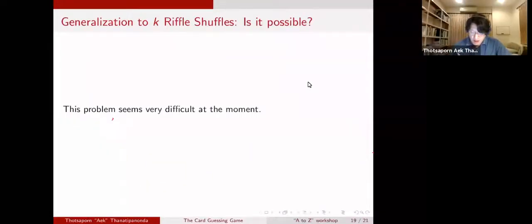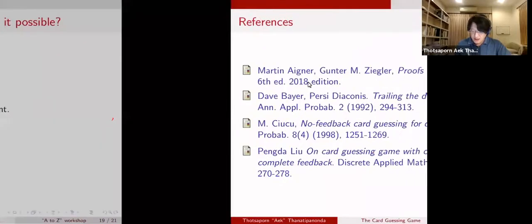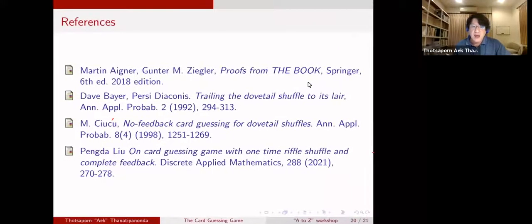And then like Dr. C said, for k equal to 1 it's solved, but for k more than 1 it is very difficult and still wide open. I think it's quite a difficult problem because we don't have the optimal guessing strategy yet, let alone the generating function. Okay, and then this is the reference. Happy birthday to Professor Rikev and Dr. C. Thank you.